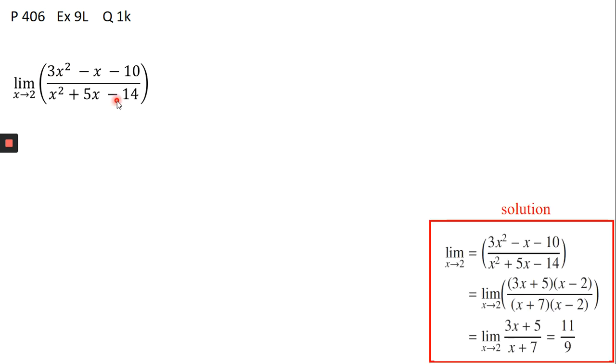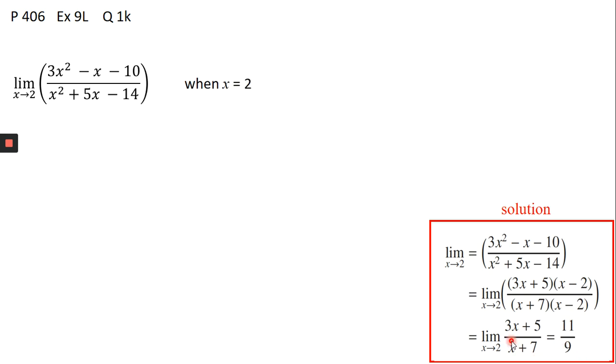So here's a question. That one there. And I thought, oh, it's a bit of a pain, this one. So let's have a look at it. I'm trying to find the limit of that. Now the solution is factorize, cancel those two, substitute x equals 2 over that, and we get the answer 11/9.